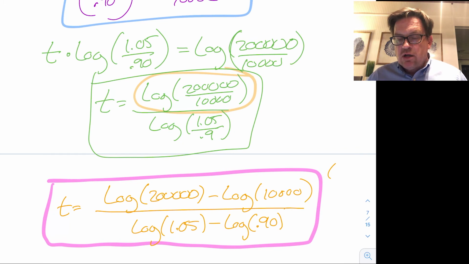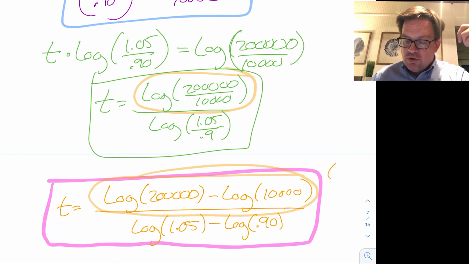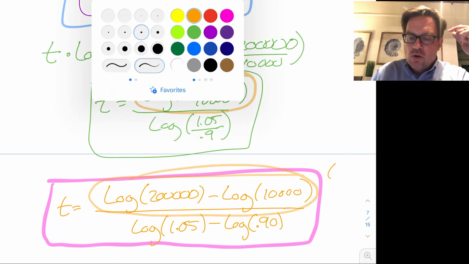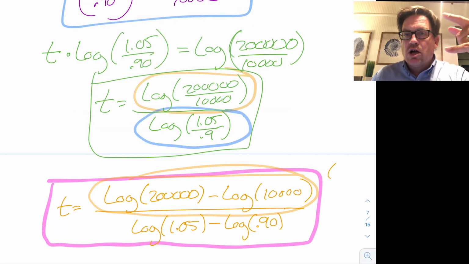We've got the log of the big city over the small city. So that fraction is just how many times bigger the big city is compared to the small city. And it's the log of a fraction. So that's equivalent to the log of the big city minus the log of the small city. What about the denominators? The denominator is a log of a fraction. And the fraction is the growth factor of the small city over the growth factor of the big city.